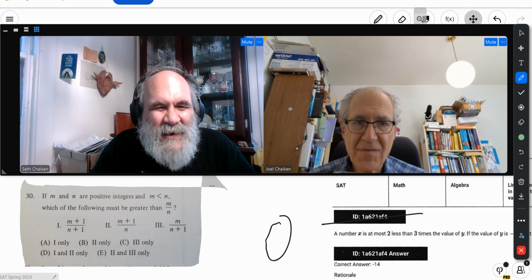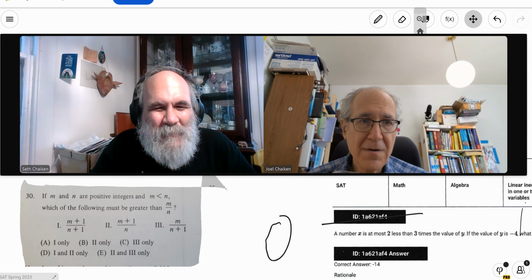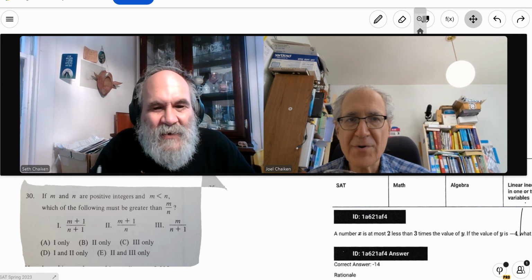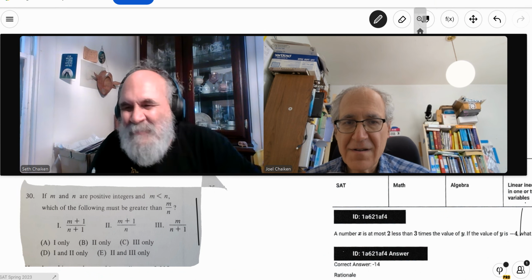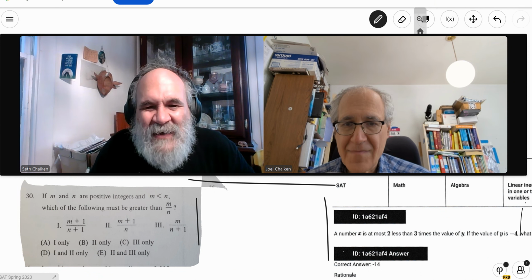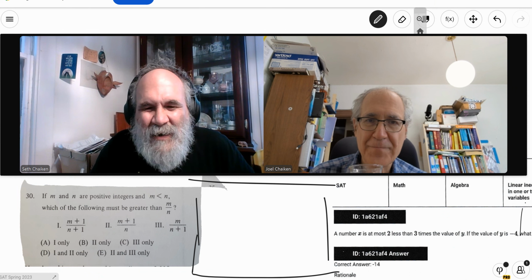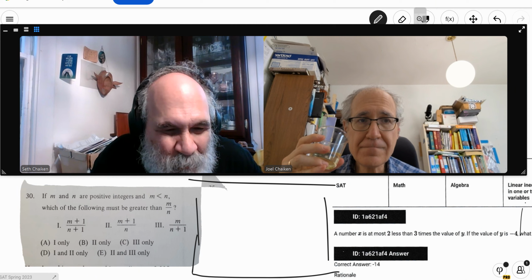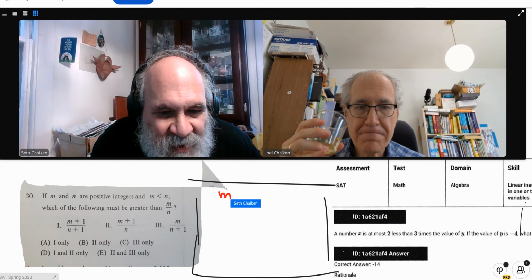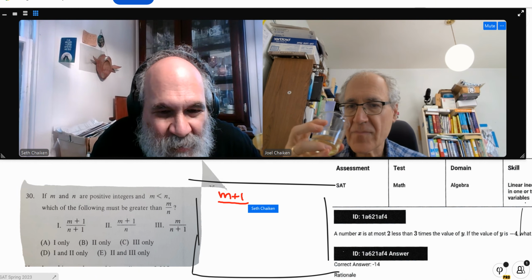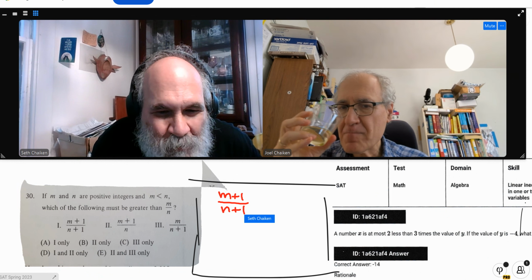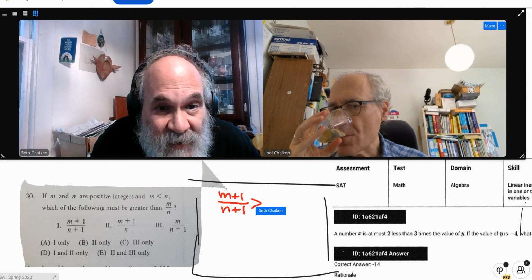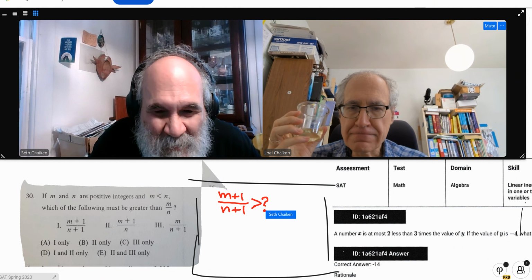Okay, that gives you some space. So where can I write? Virtually anywhere. I'll write between the gray and the black. Right there. All right, so here we go. We are wondering whether m plus 1 over n plus 1 is greater or less than m over n. So therefore, put a question mark.